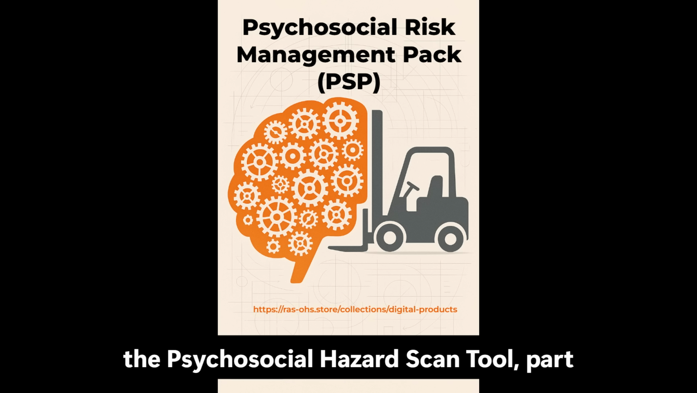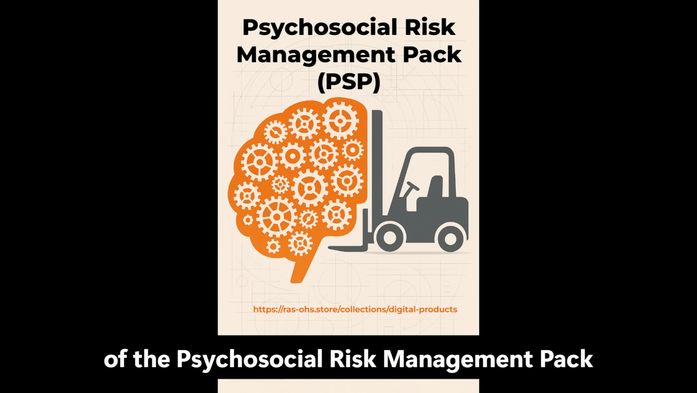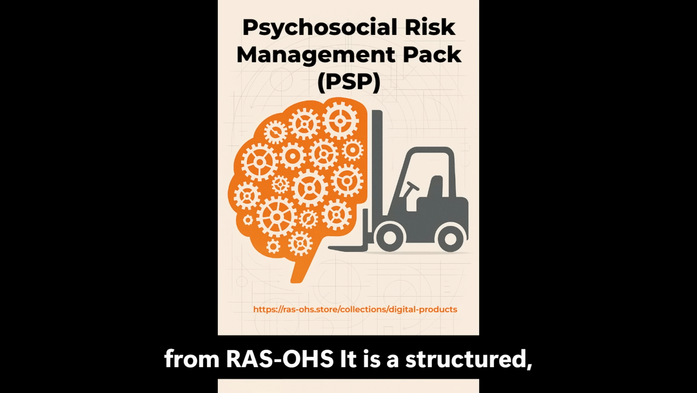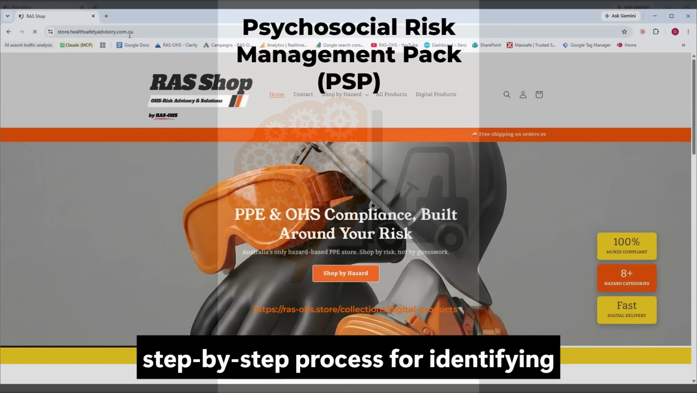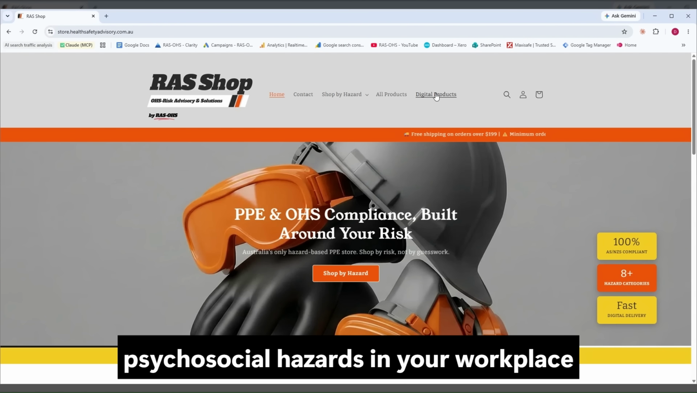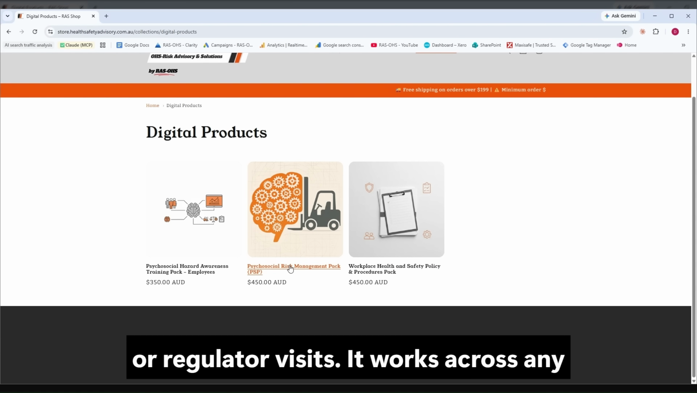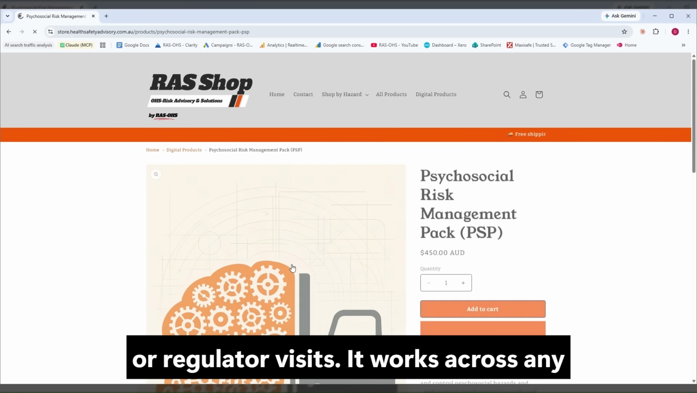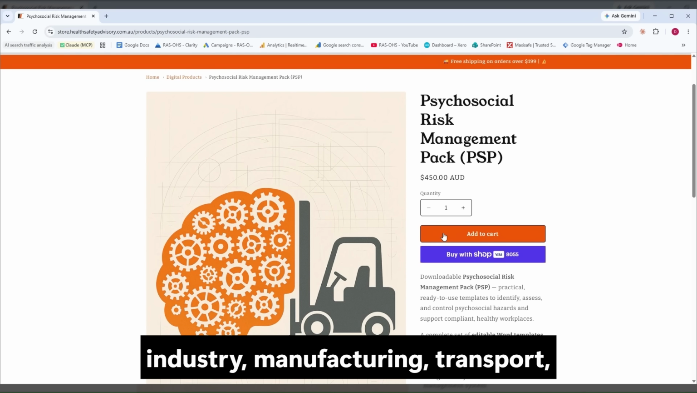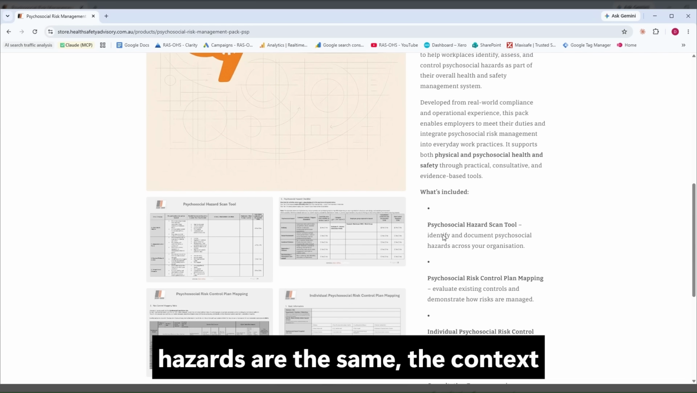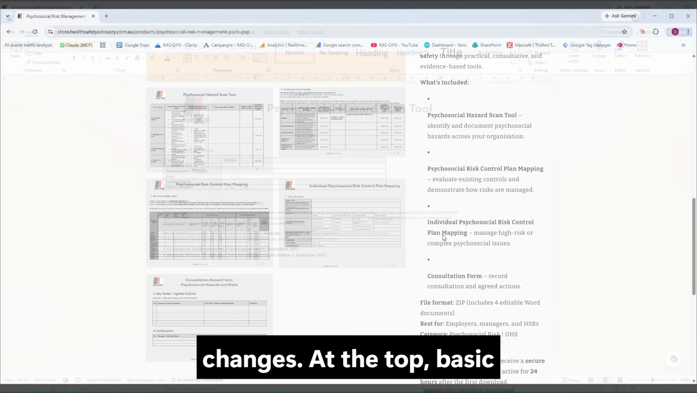This is the Psychosocial Hazard Scan tool, part of the Psychosocial Risk Management Pack from RAS-OHS. It is a structured, step-by-step process for identifying psychosocial hazards in your workplace before they become incidents, complaints, or regulator visits. It works across any industry: manufacturing, transport, construction, healthcare, education. The hazards are the same, the context changes.